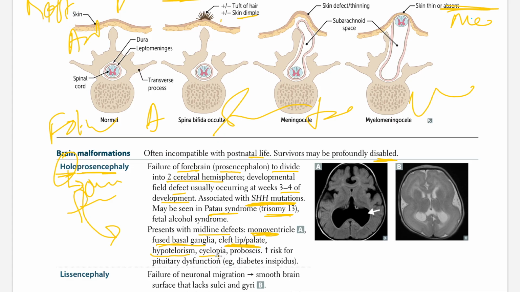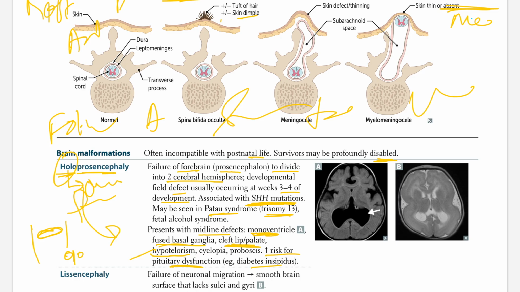hypotelorism, cyclopia, arhinencephaly, increased risk for pituitary dysfunction, diabetes insipidus. What is hypotelorism? Hypotelorism is a small distance between the eyes. So you have a very small distance between the eyes. What is cyclopia? Cyclopia is with just one eye. You don't even have 2 eyes, you just have 1 eye.